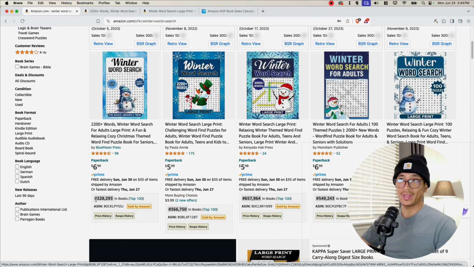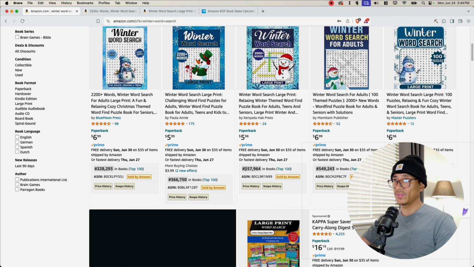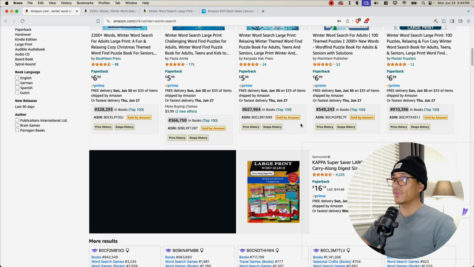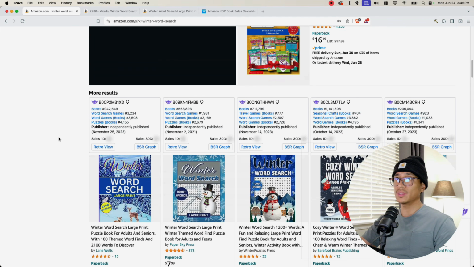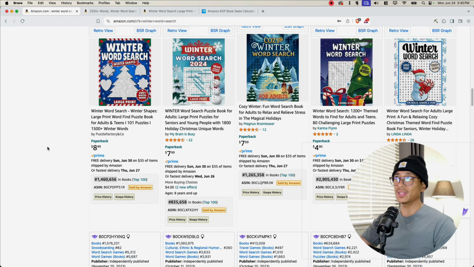You see this book right here, 228,000 ranking. You know for a fact that this is selling right now. This book is selling at 366,000. It might not be selling like hotcakes, but it's still selling even before winter comes. We have this book at 600,000, this book at 500,000, 900,000. So there's a lot of books here that are already selling, and it's not even Q4 yet.